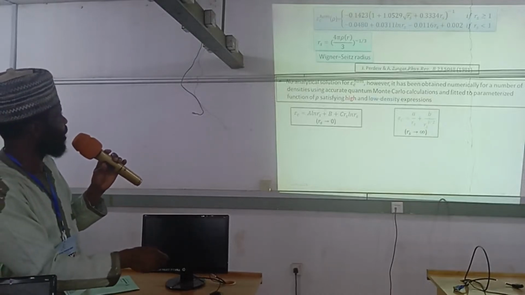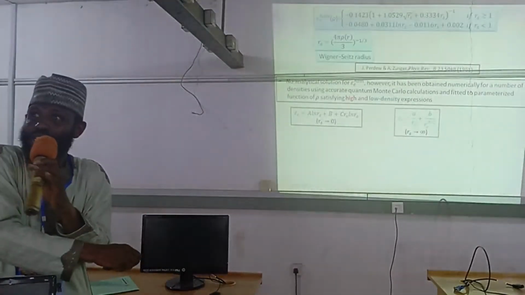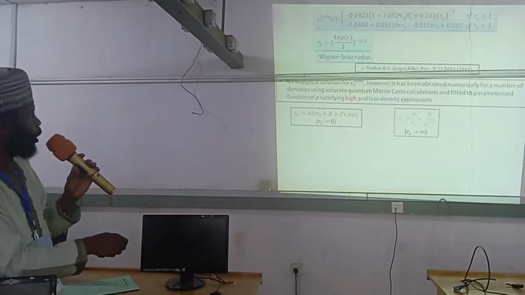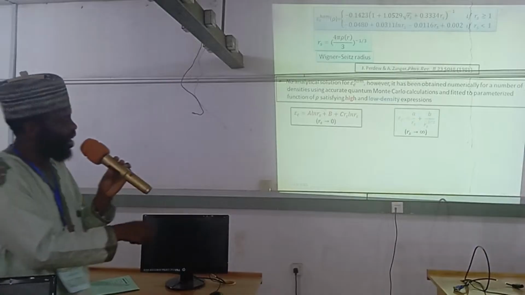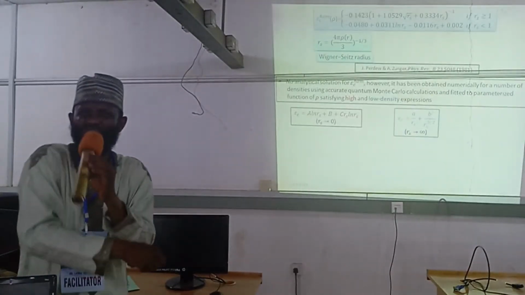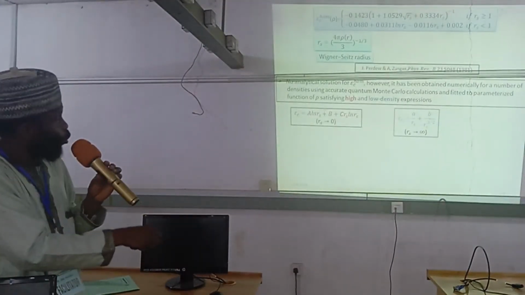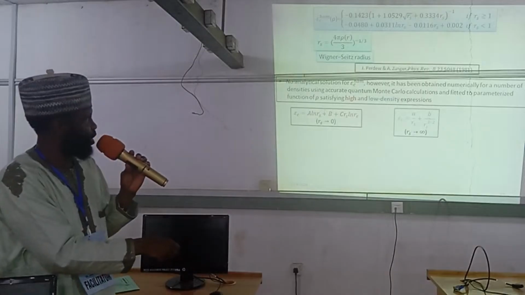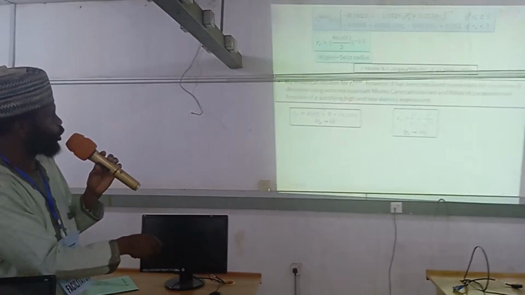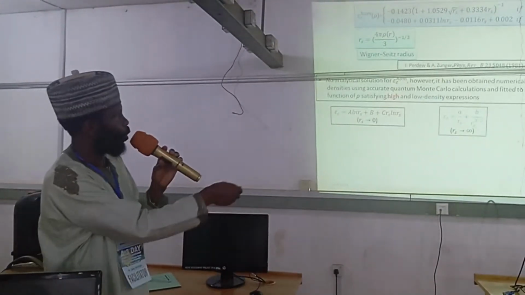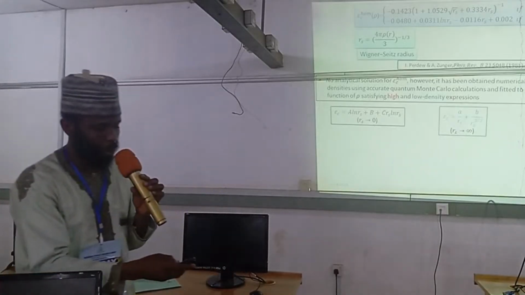Fitted to parameterize a function of density. Where you have high density, you use the exchange to be this much, where this R is what they call the Wigner-Seitz radius of your system. And where you have low density, you use the correlation energy to be this. As R approaches infinity, you have the exchange correlation to be a over r_s plus b over r_s to the power of 3 over 2.